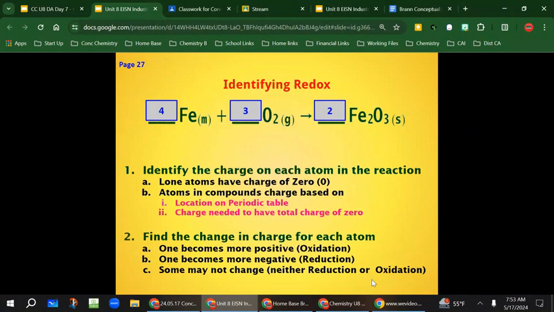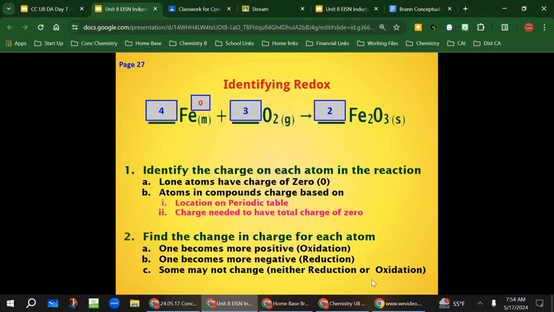Okay? So if something gets oxidized, something else has to get reduced. You cannot have one without the other. But it is possible, ladies and gentlemen, that there could be something in your reaction that does not change its charge. Then it doesn't matter. We just ignore it. It's not oxidized. It's not reduced. We're looking for what gets oxidized. We're looking for what gets reduced. Are we good? Yes. Okay.